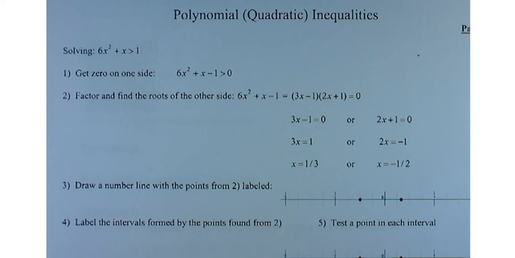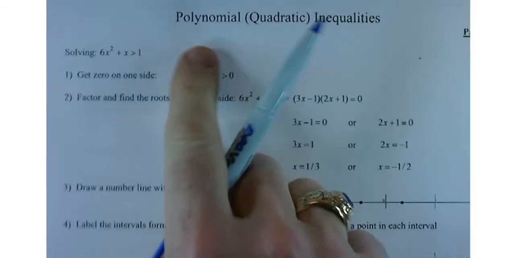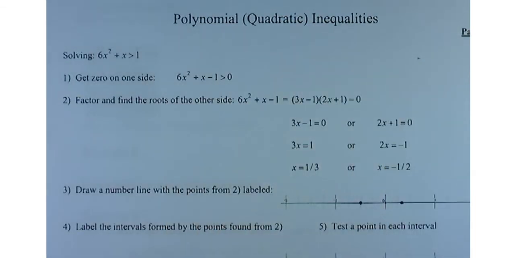So section 3.7, last section in chapter 3 here. We're going to work on polynomial and rational inequalities. Hopefully some of this is a reminder of stuff that you've done before, back in Math 1150 or whatever course you took before you came here.